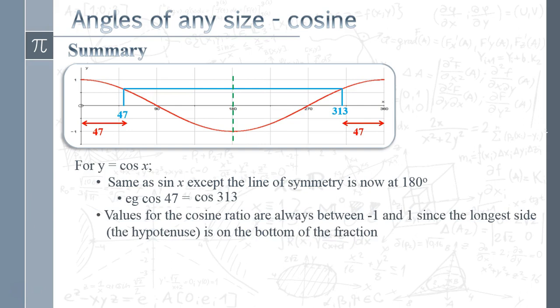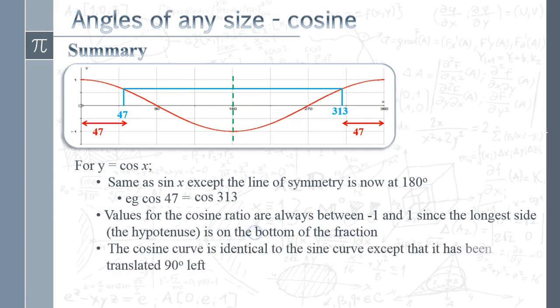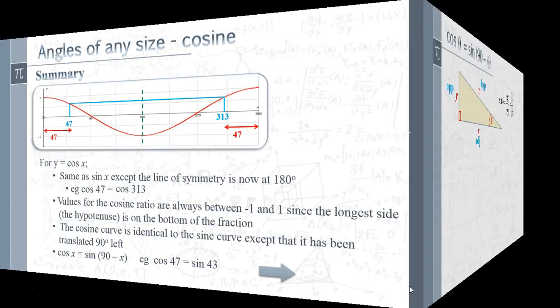Same deal, the values for cos are always between -1 and 1, for the same reason they were for the sine curve. The cosine curve is exactly the same shape as the sine curve, except it's been translated 90 degrees to the left. So cos of x equals the sine of 90 minus x. For example, cos 47 is the same as sine 43. Let's have a quick look at why that happens.